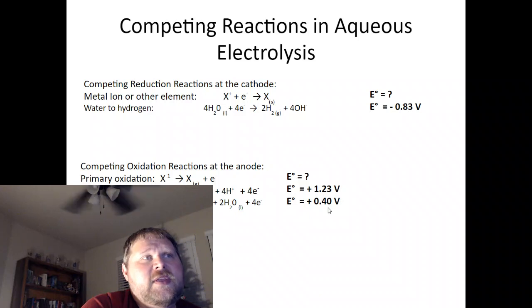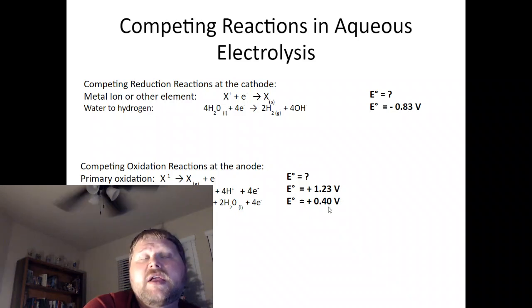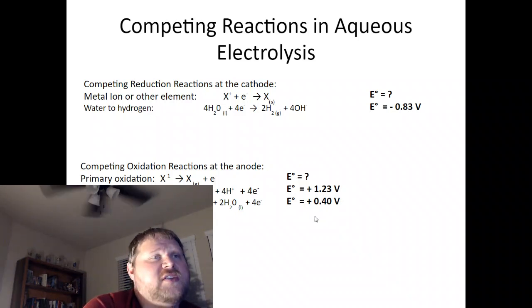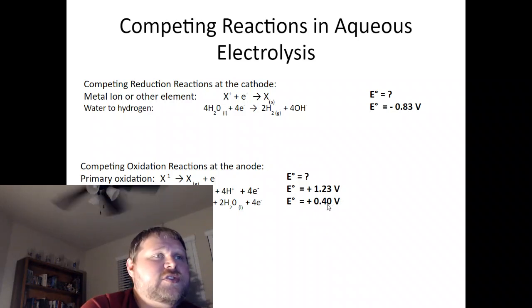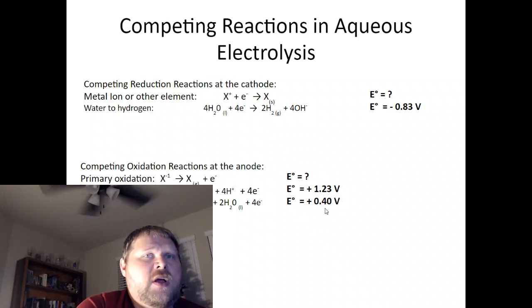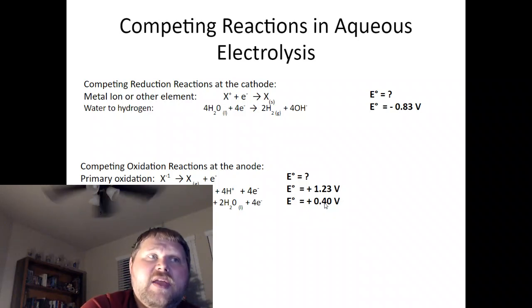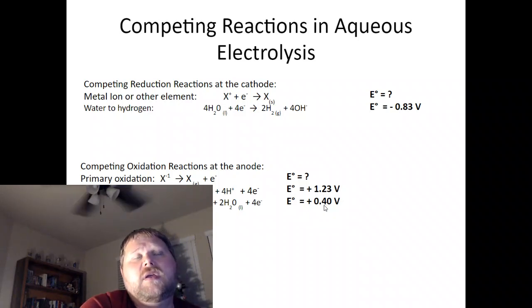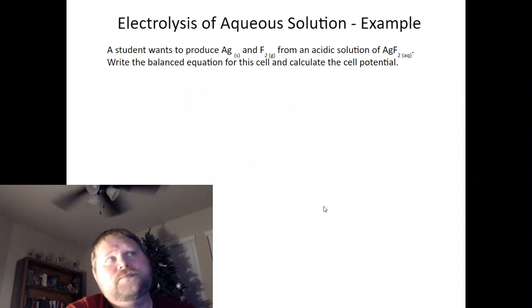Now, when we look at the anode here, we're not looking at the most positive to see what's favored. We're looking at the most negative. So most of the time, that hydroxide reaction is the most favorable. And under regular conditions, that means that anything we want to oxidize at the anode has to be less than, or more negative than, 0.4 volts. There are ways around it that I'm going to show you in our one example here.